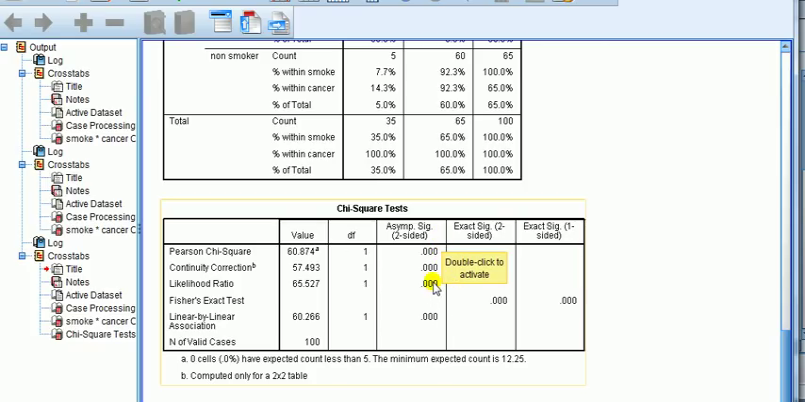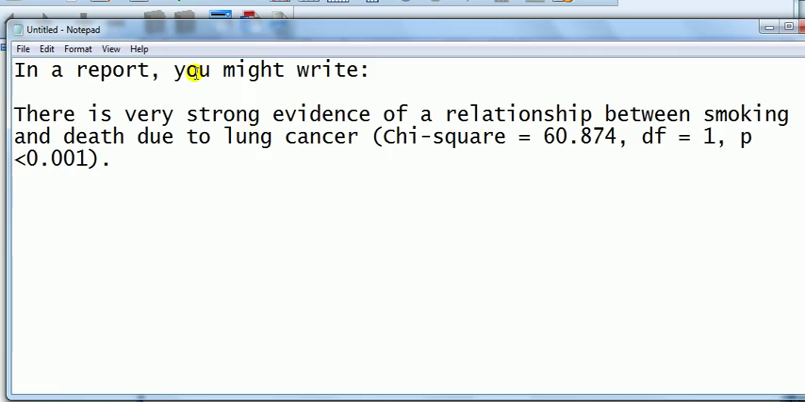And once we've done that, we can report it. We can report it like this in a report. There is very strong evidence of a relationship between smoking and death due to lung cancer, open bracket, and then write down the chi-square, comma, the degree of freedom, comma, the p-value less than 0.001. It's really tiny. Or you could replace that, if you're more comfortable, with 0.05. Okay.